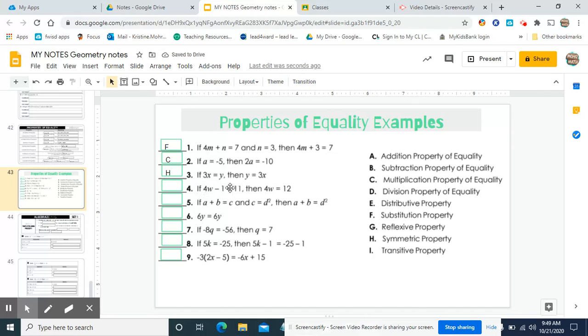Number 4, if 4w minus y equals 11, then 4w equals 12. So 4w minus y equals 11. How did we get from here to 4w equals 12? Well, I see I still have the 4w, I still have the 4w. I no longer have this -1 or 11. It now became a 12. So what happened is they added 1 to each side of the equal sign and got 12. So since we had to add from this step to get to this step, our property of equality is addition.